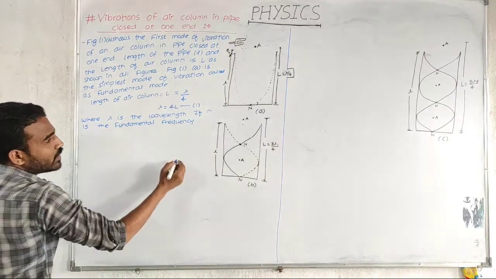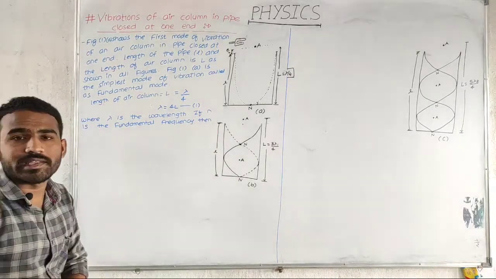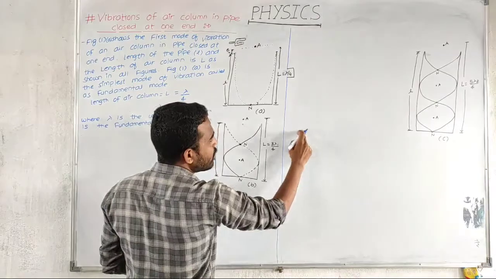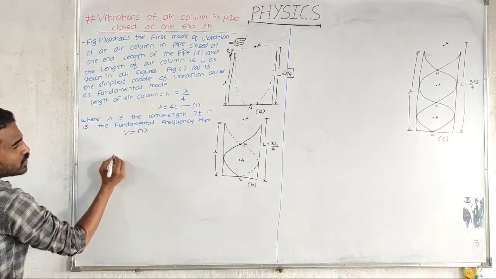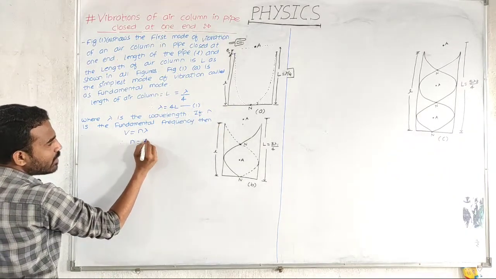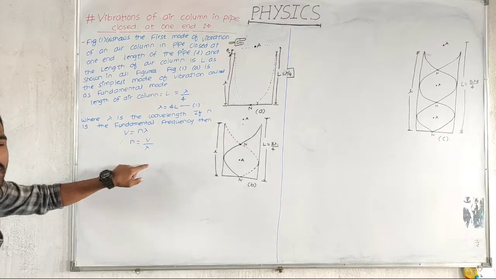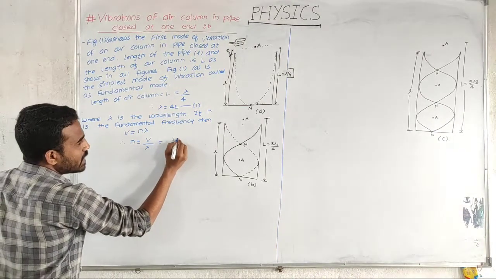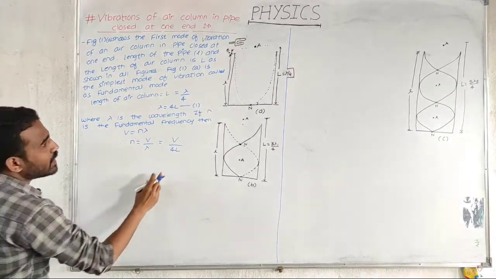If n is the fundamental frequency, then we know that V is equal to n lambda. Therefore the frequency of this mode of vibration, n, is equal to V by lambda. Here lambda is 4L, 4 into capital L.